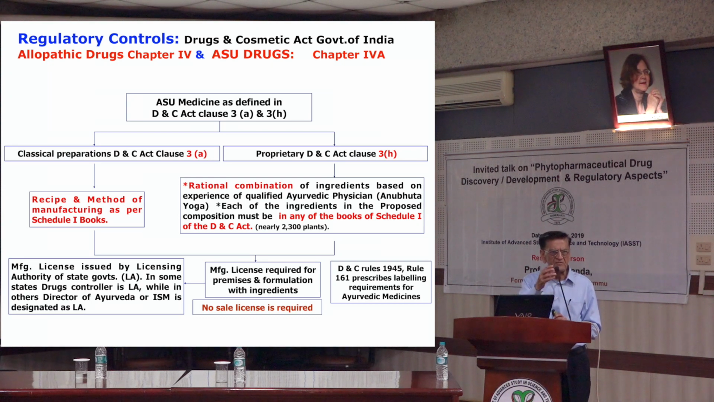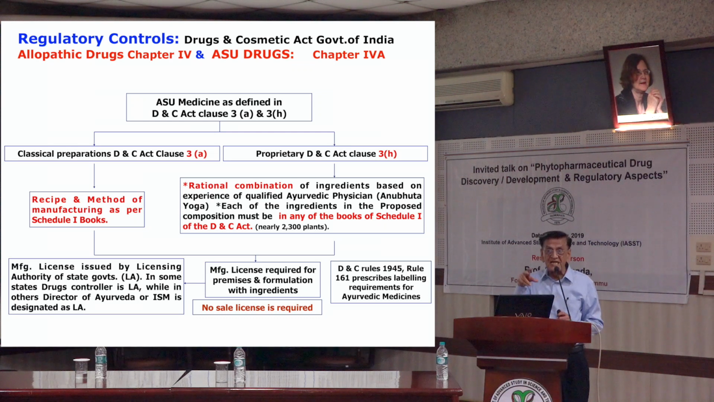Whatever is written, Chyawanprash, it will be made only that way. Even if you think, how long will they keep boiling the amla, and what will come out of it? But that is the classical way of preparing. Those are classical drugs. Chyawanprash, Aspharistas, these are classical formulations which you cannot change. Second is proprietary drugs. You take the plants from the list of the schedule, and those plants you mix depending upon the discretion of the physician. They can mix and prepare a proprietary product.